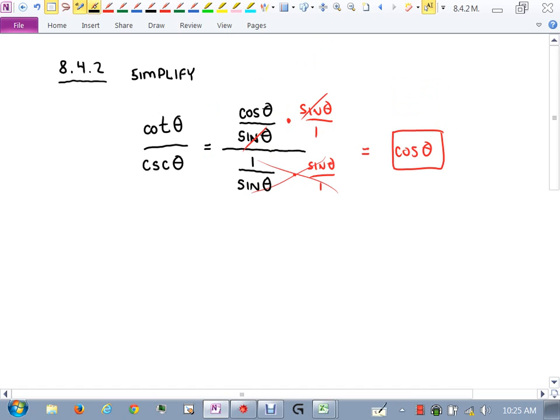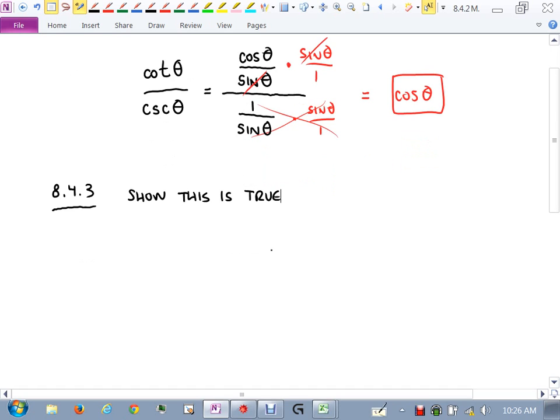Now, I would like for you to look at that. What were the instructions there for that problem? Simplify, right? I gave you something and asked you to make it look nicer. We made it look nicer. Compare that to what I'm about to do here. Show this is true. I would like for you to show me that if you take cosine theta, divide it by 1 plus sine theta, that's the same as 1 minus sine theta divided by cosine theta.